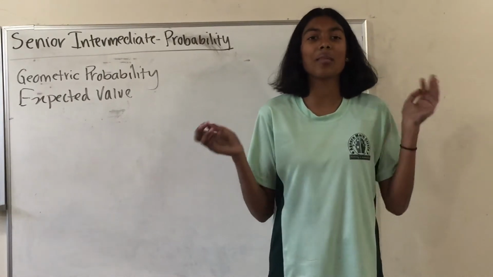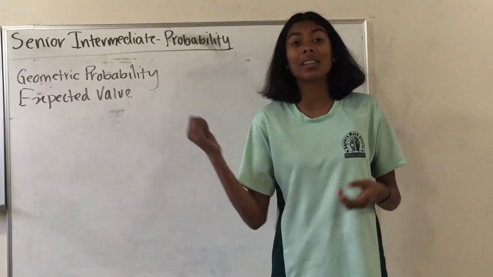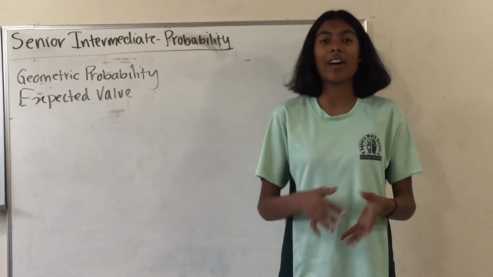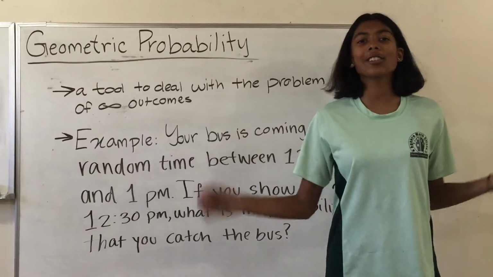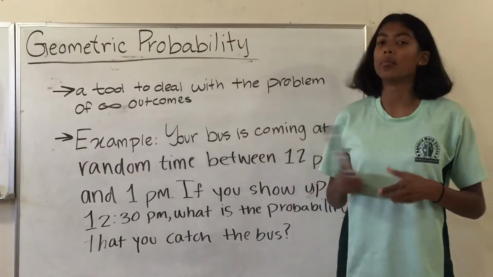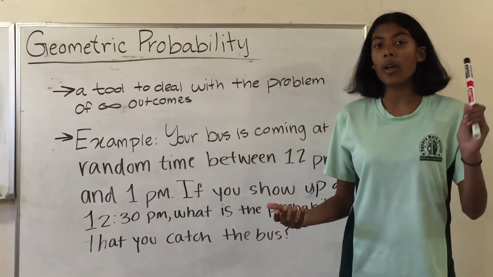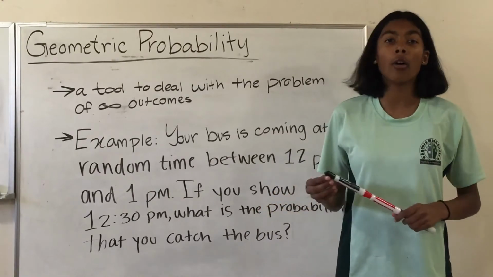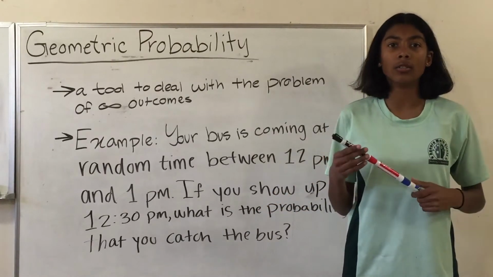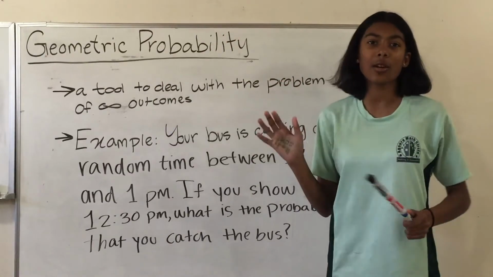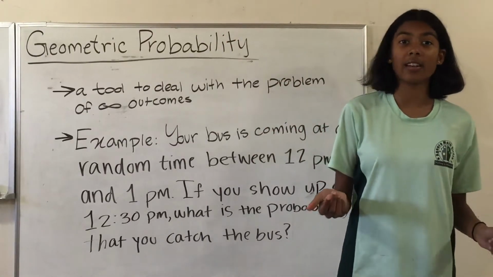The topics we're going to be covering today are geometric probability and expected value. So our first topic of today is geometric probability. And geometric probability is a tool we use when there are an infinite amount of outcomes. So this is an easier way to do it, and it's also pretty fun.